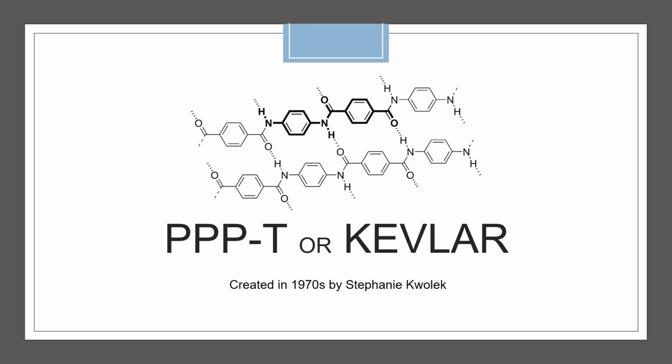PPPT, or Kevlar. This polymer was invented in the 1970s by an American chemist named Stephanie Kwolek. Originally created as a replacement for the production of racing tires, Kevlar is now available in several grades depending on the required characteristics. Kevlar fibers are defined as an aromatic polyamide, or aramid for short. It consists of long chains of molecules that form strong hydrogen bonds with one another.